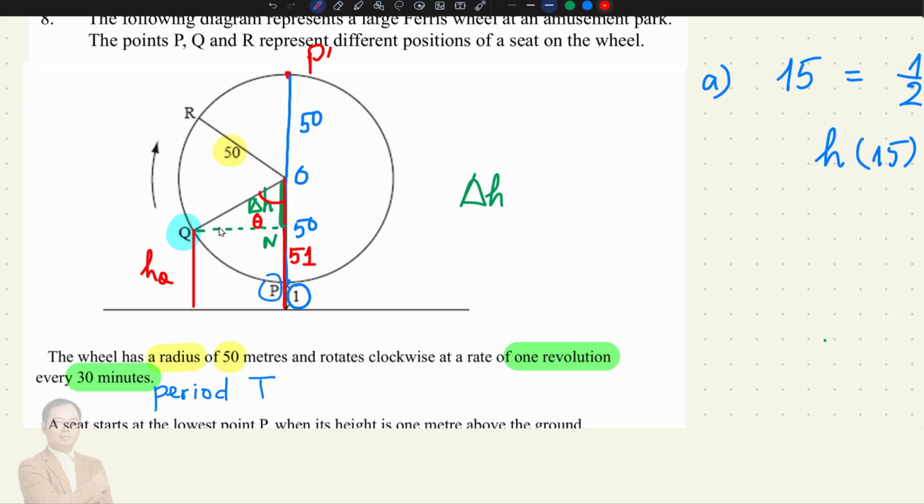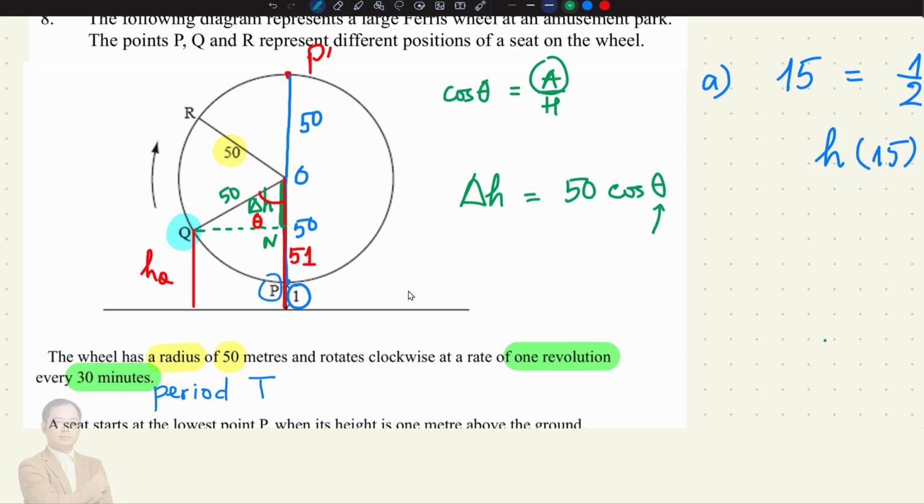In that triangle OQN, we need to calculate ON, which is the adjacent side, and we know that the hypotenuse is 50 meters here, and therefore the ratio between adjacent and hypotenuse is the cosine of that angle theta. And therefore delta H, which is adjacent here, is the hypotenuse, the radius 50 meters, multiplied with cosine of theta. So how do we calculate this angle theta?